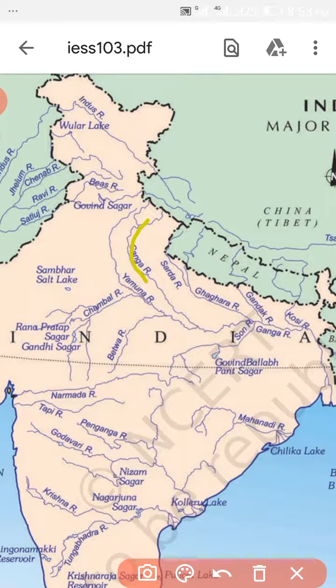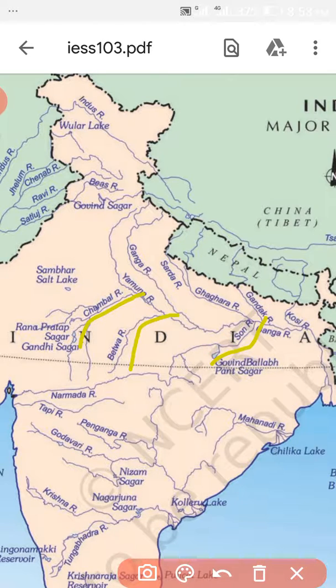But this river Ganga is the main river. The other rivers also join the river Ganga, and these are known as the tributaries. The tributaries of the main river Ganga are Yamuna, Ghaggar and Gandak. Three other rivers which start from the peninsular area also join the Ganga: the rivers Chambal, Betwa and Son.